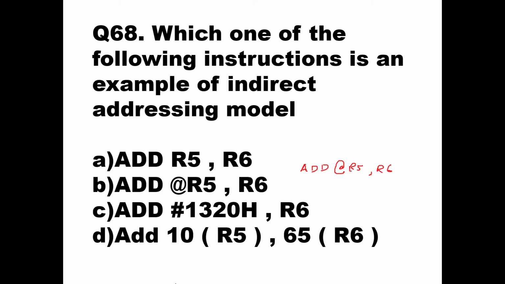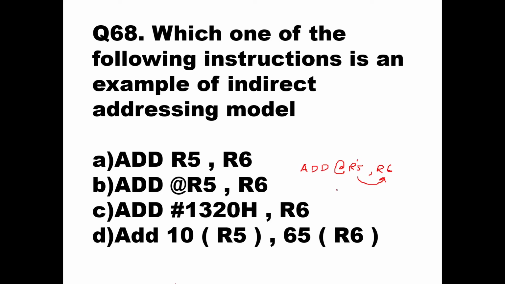The contents of that address which is there in R5 will go into R6. So that is ADD @R5, R6. That means R5 is acting as a memory pointer. The number which is there in R5 will act as an address. On that address, whatever data is there will be copied into R6. So that is what indirect addressing is here.